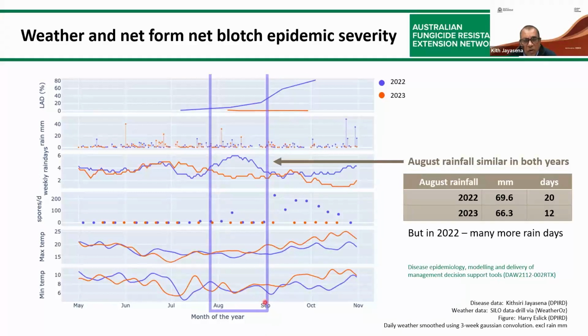If you compare 2022 to 2023, 2022 was an epidemic and 2023 was not an epidemic, with just a bare minimum of disease. If you analyze the rainfall for 2022 and 2023, it's very similar, but the only difference is the number of rainy days per week. There were 20 rain event days in August in 2022, compared to 2023, which was 12.